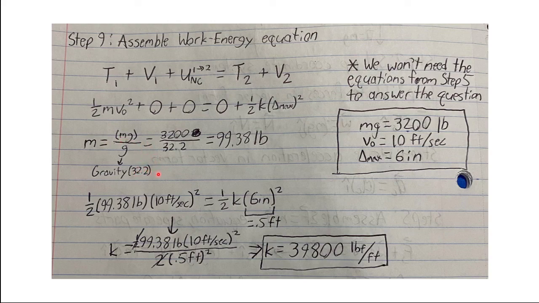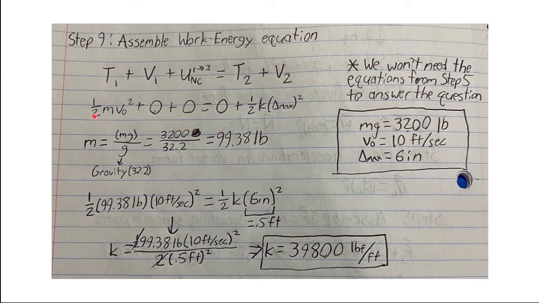So our numerical value for gravity in the English unit system is going to be 32.2 feet per second, actually it is feet per second squared. So our mg value is 3200. You divide that by our number for gravity, which is 32.2, and that is going to leave you with 99.38 pounds for the mass of our block C.